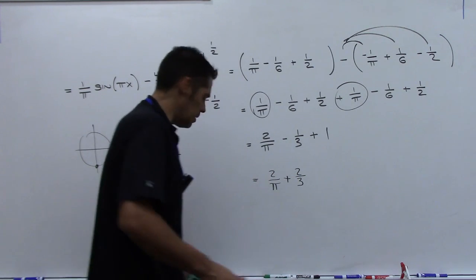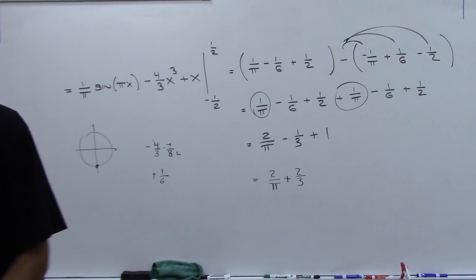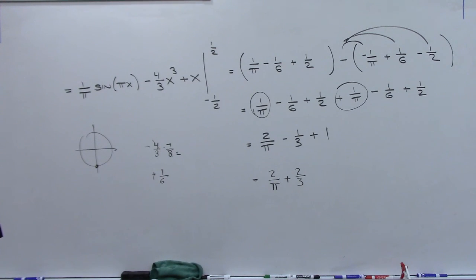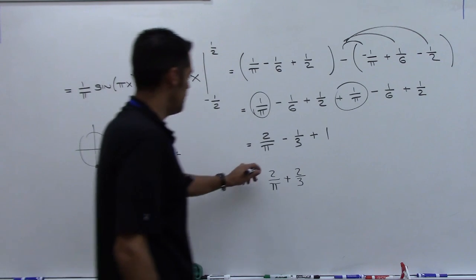And I'm wondering if maybe the book gets a common denominator or something like that. Let's see. What number was this? No, they just leave it like that. 2 over pi plus 2/3. So that's good enough.